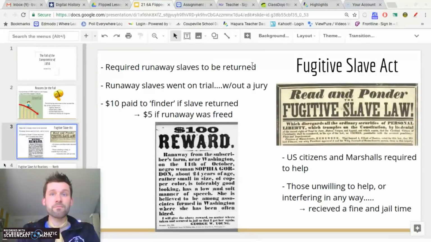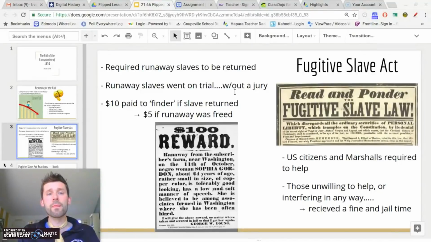Now, the next part of the Fugitive Slave Act, which really frustrated people, especially Northerners, was the fact that runaway slaves who were caught were to stand trial. Now, that's not bad, standing trial, that's part of the American way. However, they stood trial in front of a special commissioner. It wasn't a jury. It wasn't a judge who was appointed or elected, but a special commissioner. Now, that totally goes against a lot of the precepts and parts of the Constitution.